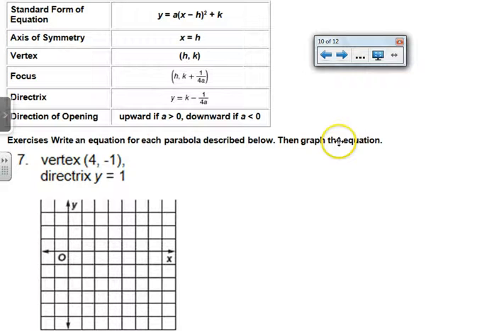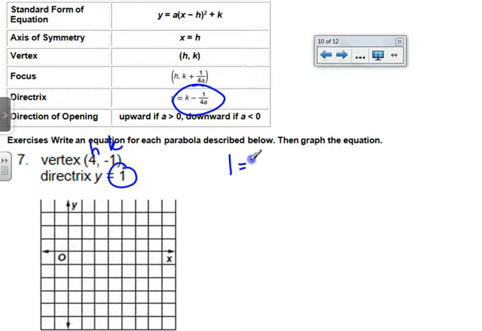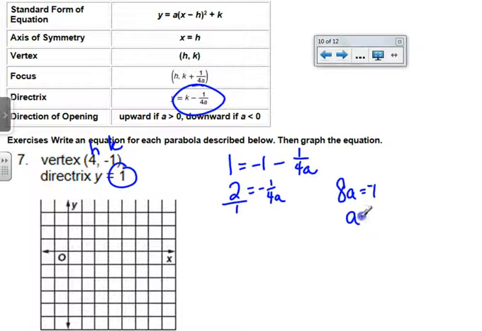Okay, same kind of question here on number 7. This is my h, this is my k. The a is supposed to be found by using this formula right there. So 1 equals the k value we just decided was a negative 1 minus 1 over 4a. So if I were to add the 1 and then treat this like a cross multiplication problem, I would have 8a equals 1. Oops, I think I lost a negative. It equals negative 1. So a is negative 1/8.